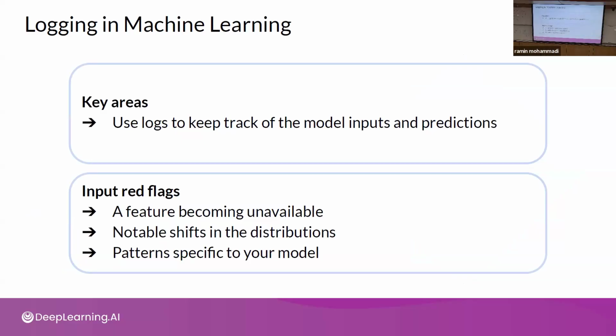So in machine learning, which areas can we log for? Basically log anything around the model input and output. Anytime something happens, like all of a sudden there's a feature missing, maybe you create some sort of alert log. If you notice there's a big shift in the distribution or a schema, you create some sort of red flag log, like an alert or critical or something like that.